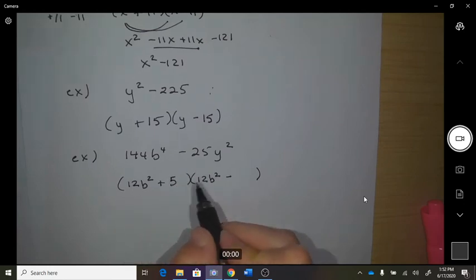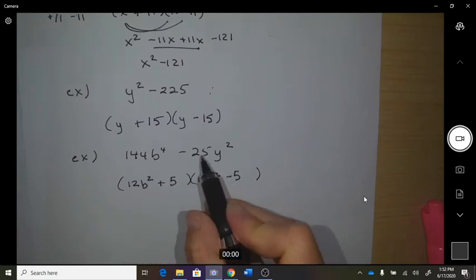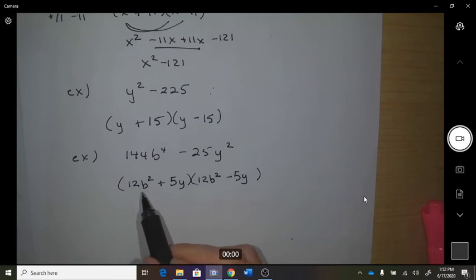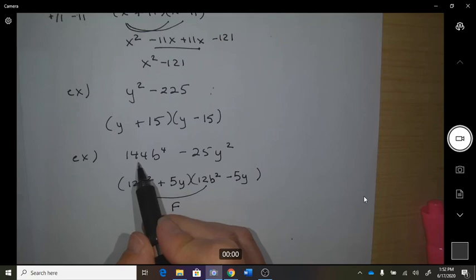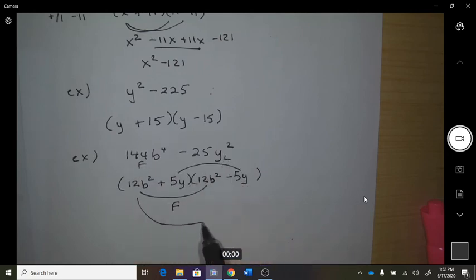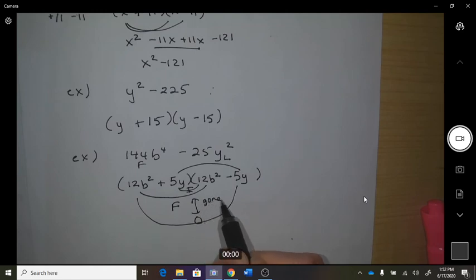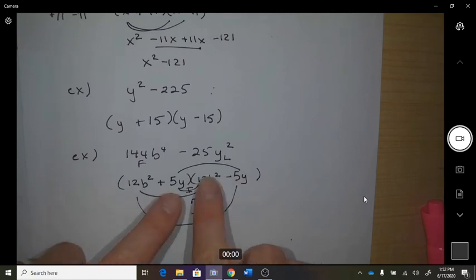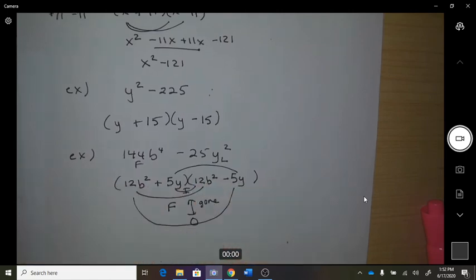And then 5 and 5, that gets me my 25 piece. And then having a y on them gets me my y squared. Okay, so that's the first part, right? That's the F. And this is the L part of the FOIL. And you can see that that and that, the O and the I piece, would be gone. Right, they're the same with the opposite plus and minus, so they would cancel each other out.